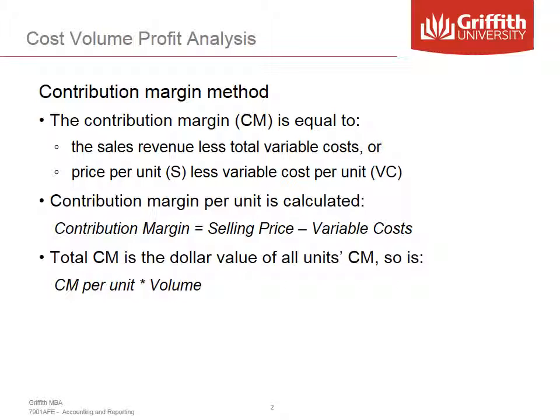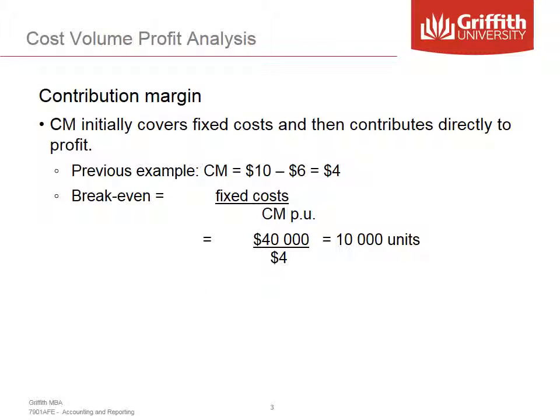So again, the contribution margin per unit is calculated. Contribution margin equals selling price minus variable costs. The contribution margin in total is the dollar value of all of the units' contribution margins. And so if we're selling 10,000 units, then the contribution margin in total will be the contribution margin per unit times the 10,000 volume that we're selling. Just depends on what question you're asking of the data.